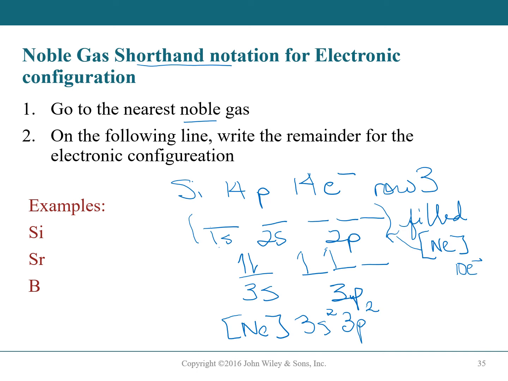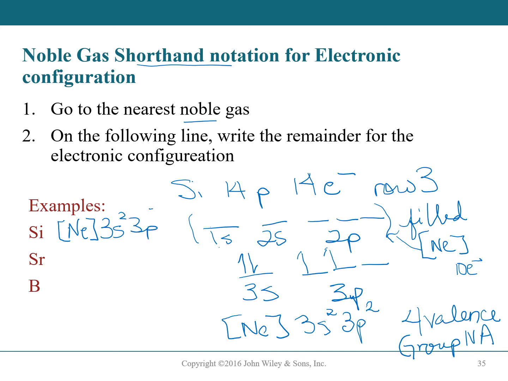How many valence electrons do you have? You have 4 valence electrons, and silicon is in group 4A. Okay. So let me just write down what the electron configuration is. Neon 3s2, 3p2, and let's move on to strontium.